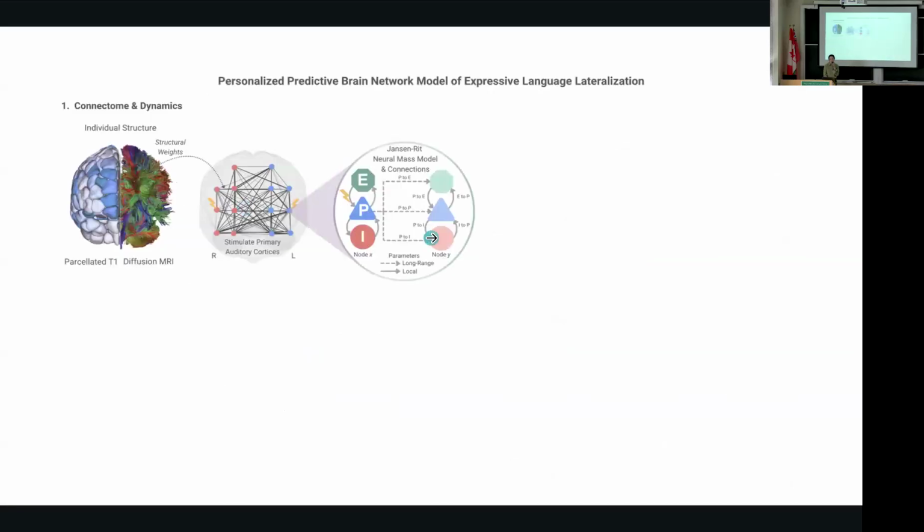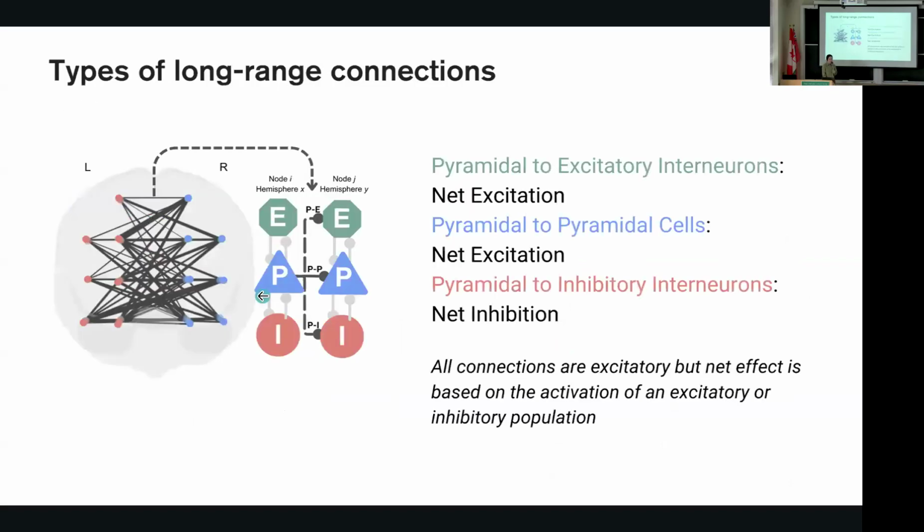And we embed the neural mass model within a structural connectome using each individual's structural MRI and parcellated brain regions, which serves as the prior for the long-range connections that we implemented. Specifically, we incorporate long-range connections from the pyramidal population to every other population, so that we will have pyramidal to excitatory, pyramidal to pyramidal, and pyramidal to inhibitory. And although they're all excitatory, their net effect depends on what population they're targeting.